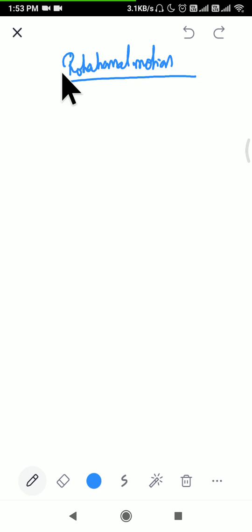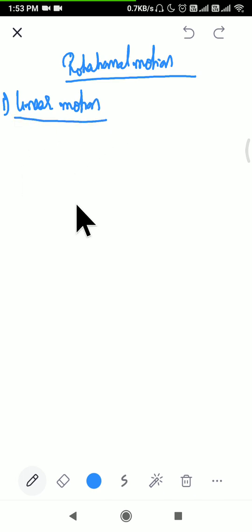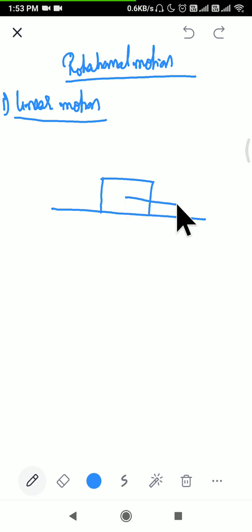Before understanding what rotational motion is, the first thing we have to understand is linear motion. So what is linear motion? Any object moving in a straight line is said to be in linear motion. For example, let us consider a block of mass m moving with constant velocity v on a horizontal surface. The important property here is this: let us consider any 2 points on that block.